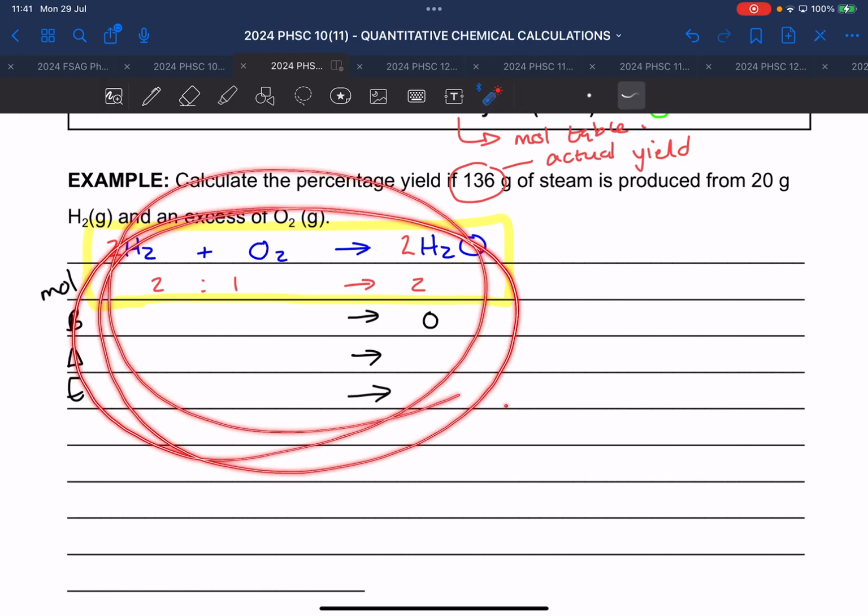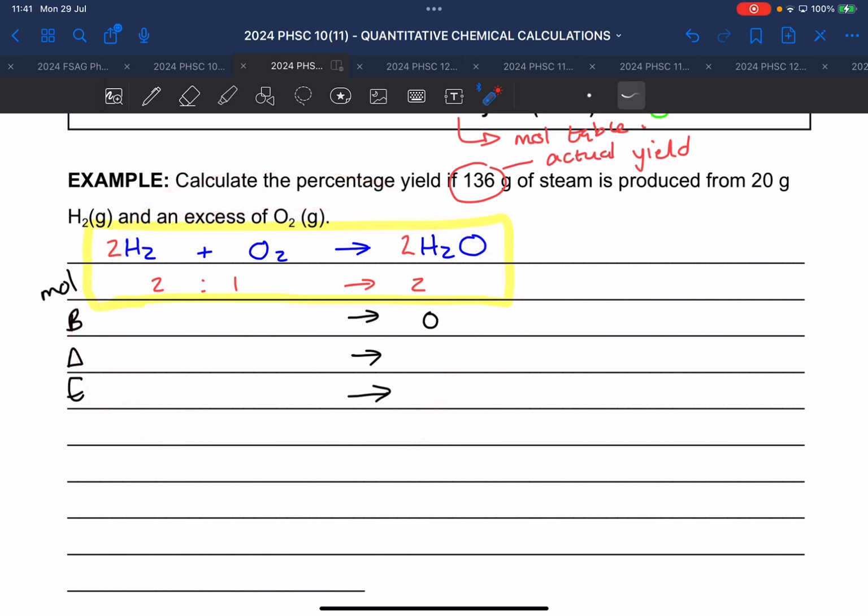Okay? Now, they say it's produced from 20 grams of hydrogen. Can I fill in 20 there?